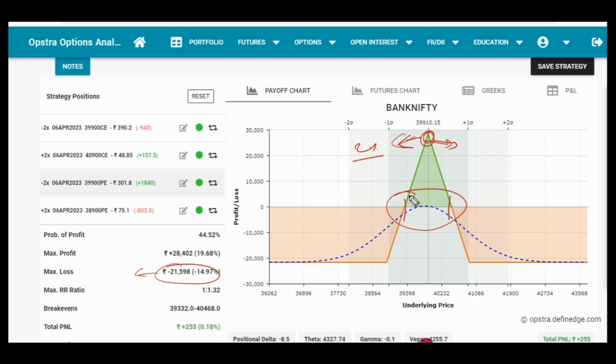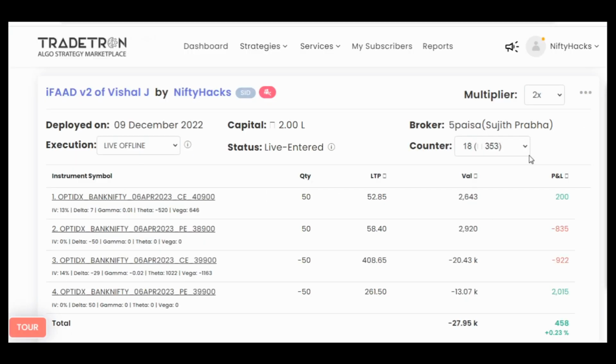So the only limitation of this strategy is that the market should remain until tomorrow 2 p.m. or 3 p.m. under this range, if possible only in a 400 to 500 points range from the center point of our short straddle. So this is the limitation. If this happens, then this strategy will not perform better. Once our break-even hedges have been bought, then the performance of the strategy is good.